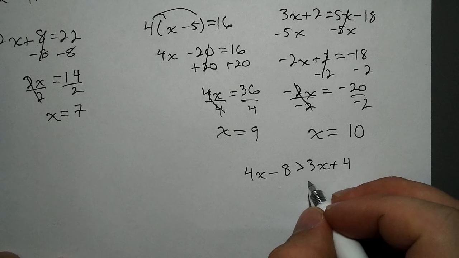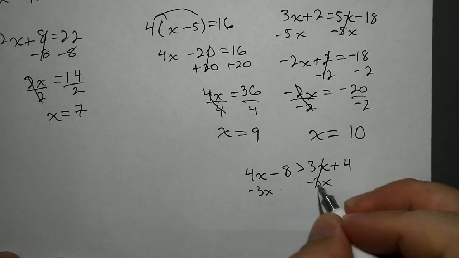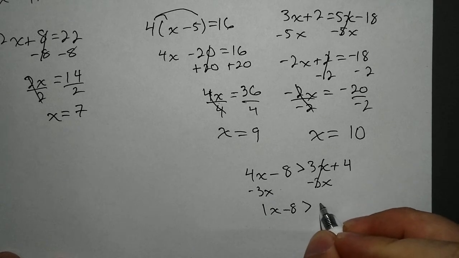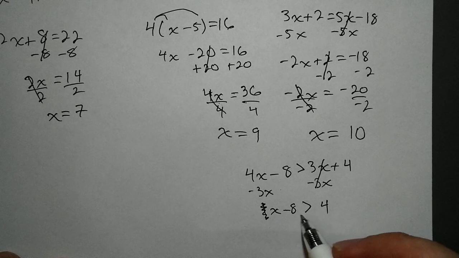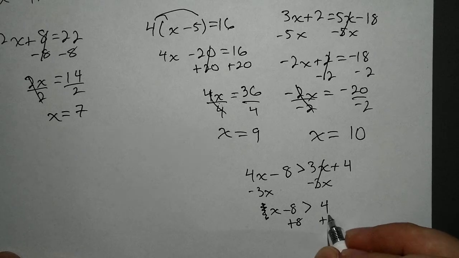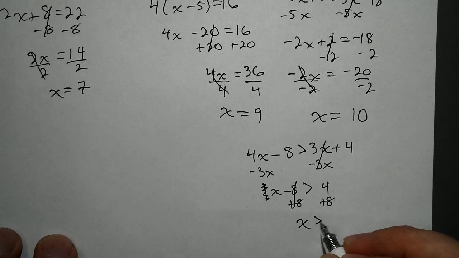So let's move our x's to the left, minus 3x. Those cancel. We get 1x here, minus 8 is greater than 4. We don't need that sneaky 1 anymore. We just need to move our numbers to the other side, so to move minus 8, we're going to add 8. Those cancel, and we would get x is greater than 12.